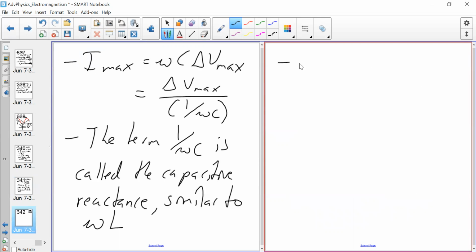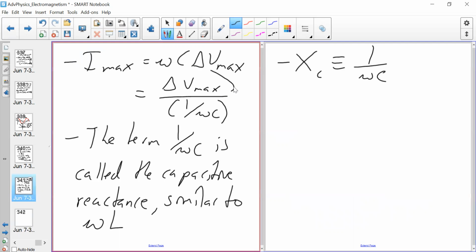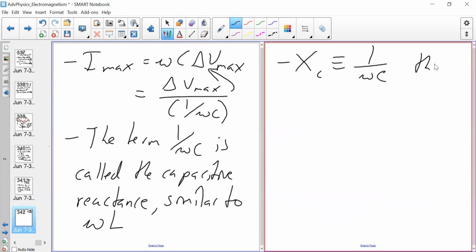And therefore, we define the capacitive reactance as 1 over omega C. This becomes this and vice versa. Therefore, the maximum current is delta V max over XC.